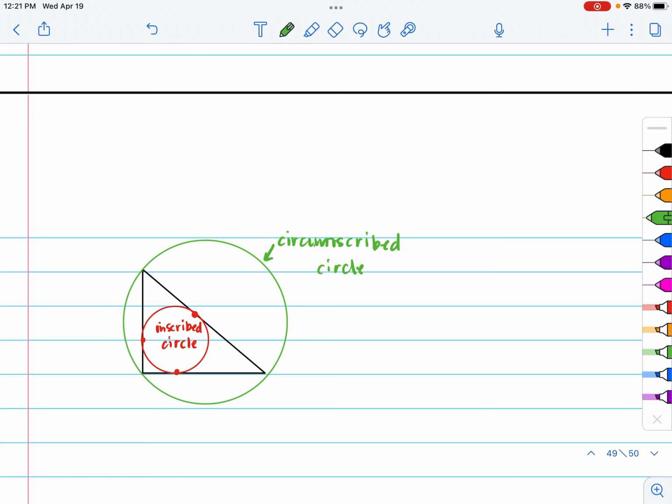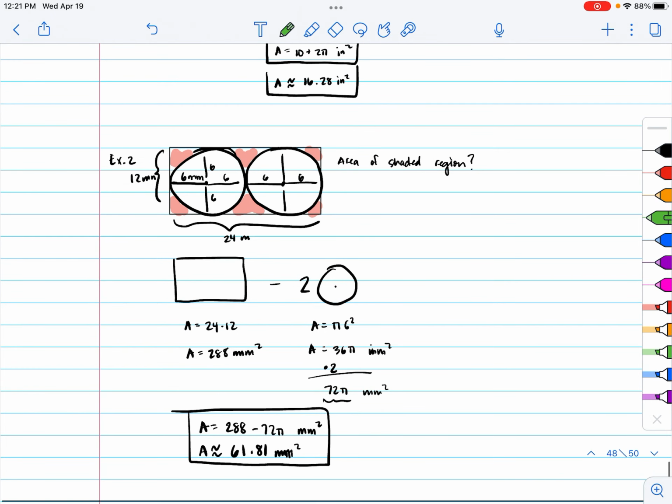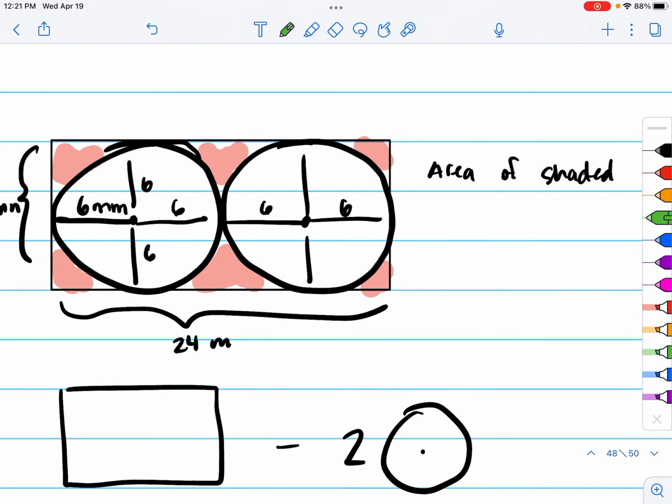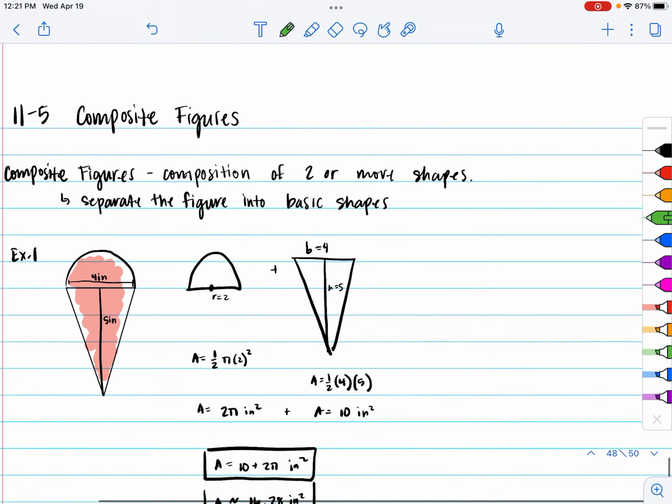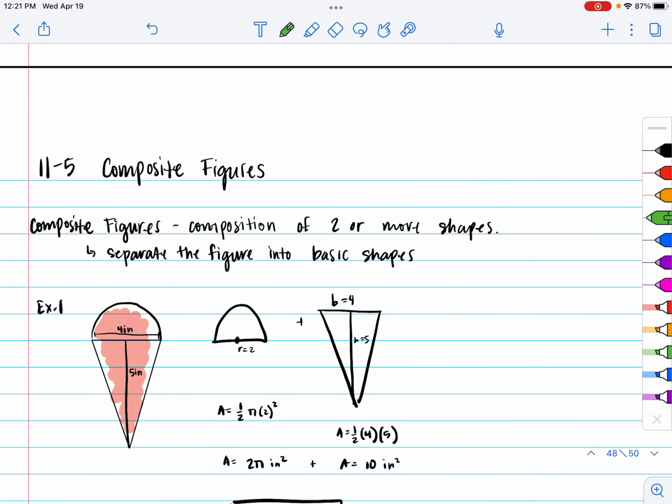So there are two versions of these types of circles. Inscribed means the circle is inside of a shape. Circumscribed means it is on the outside of the shape, or it holds the shape. Okay? So those are two subtle differences, and in the example that we just did, the circles were on the inside. These would be inscribed circles. Okay? So we'll have more practice with this in class.